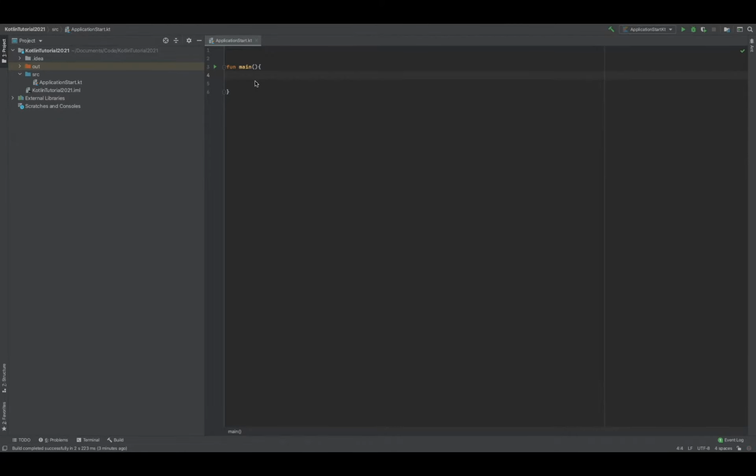All right, in Kotlin, we have operators. The first type of operators we're going to look at is arithmetic operators. These are the operators that you usually see in your math class, such as addition, subtraction, multiplication, division, etc. So let's see them in action.